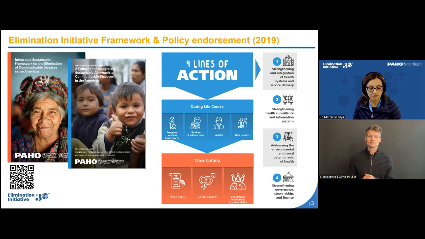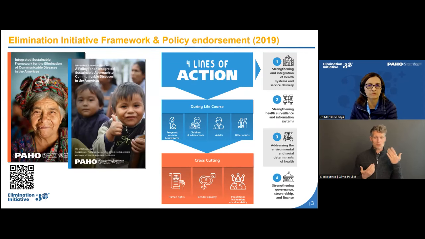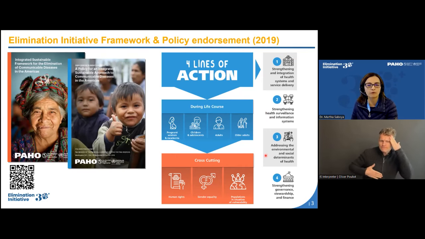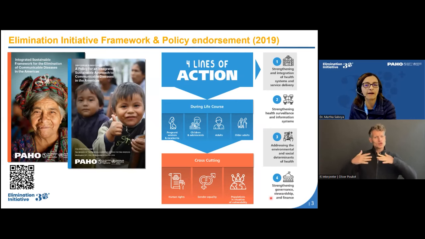We know that we have a very strong capacity working on specific programs for the elimination of diseases, but what we are proposing here is to put an additional pair of lenses to accelerate the efforts of the elimination of diseases in the region based on four principal lines of action that include strengthening integrated health services with a focus on primary health care, reinforcing health information systems and surveillance systems, addressing environmental and social determinants of health, and reinforcing governance, stewardship, and finance.